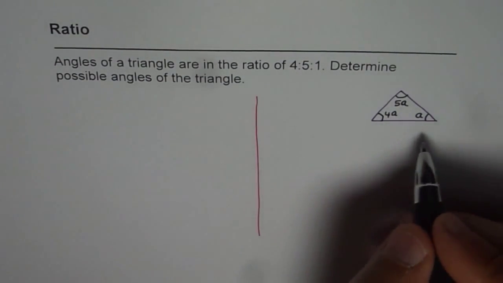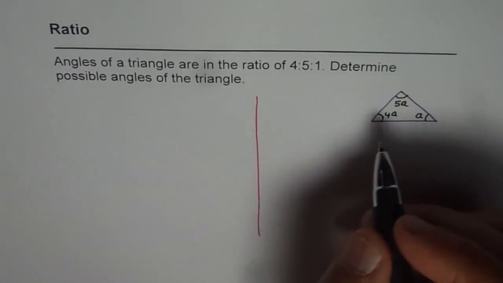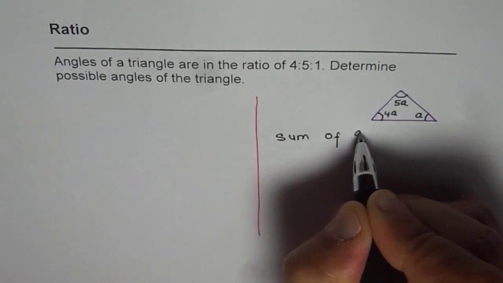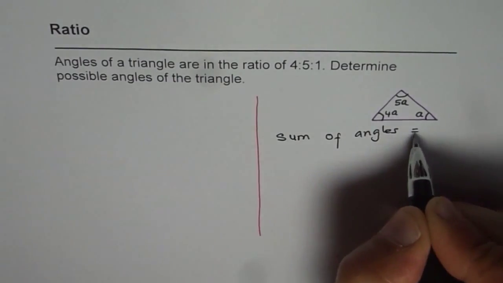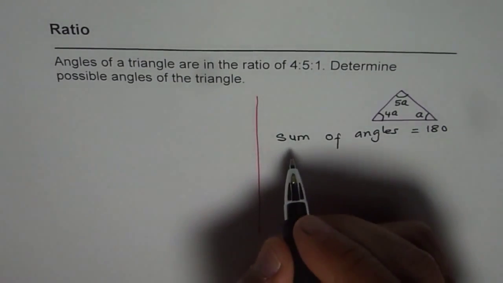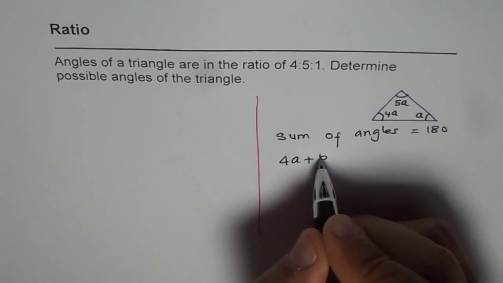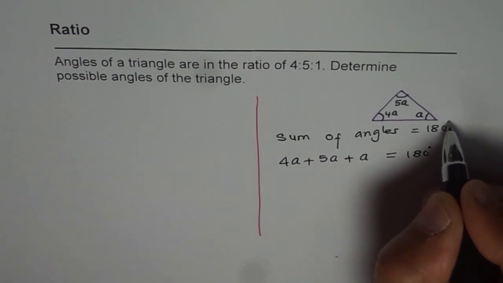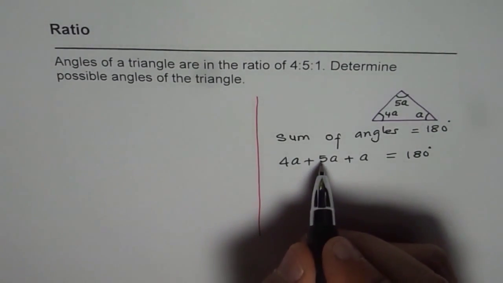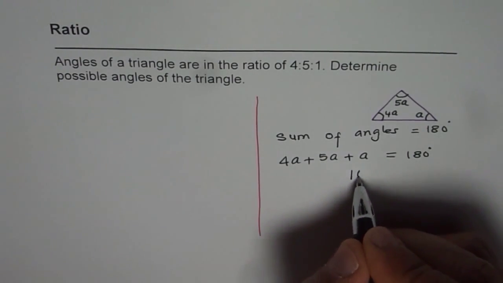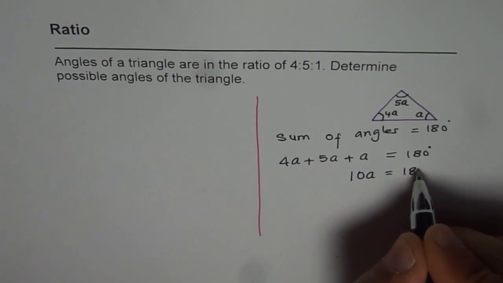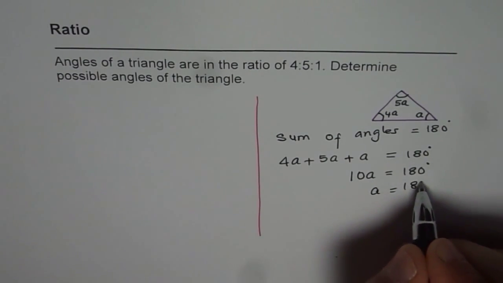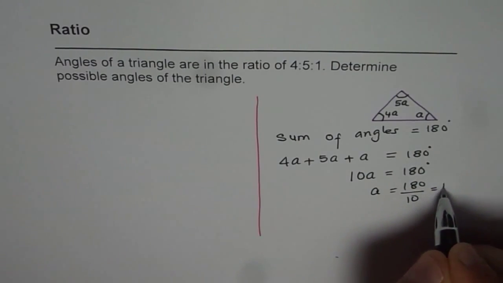Now, as you know, in a triangle, the sum of angles is 180, right? So we say, well, sum of angles in a triangle equals 180. Now that means that 4A plus 5A plus A should be equal to 180 degrees, correct? Now that is 4 plus 5 is 9, 9 plus 1 is 10. 10 times A is equal to 180 degrees, and therefore A, the multiplication factor in this case, is 180 divided by 10, and that is 18 degrees.